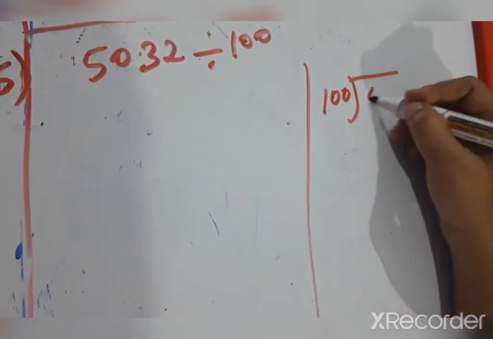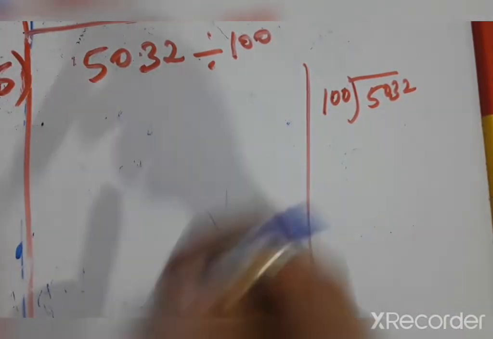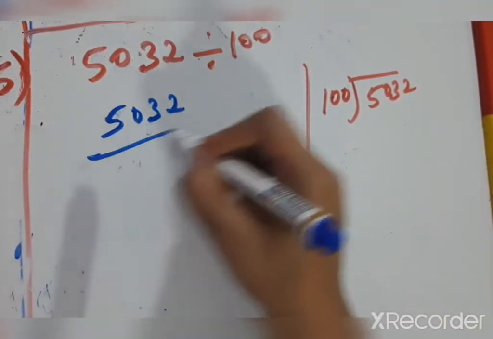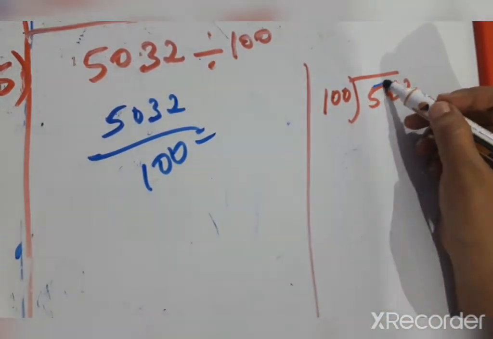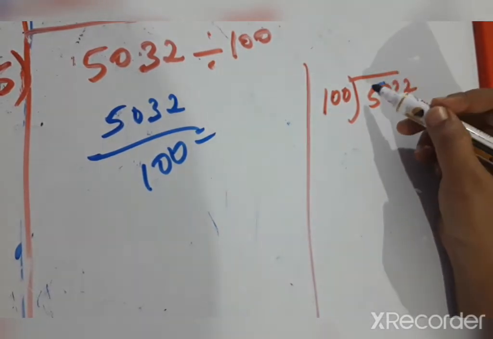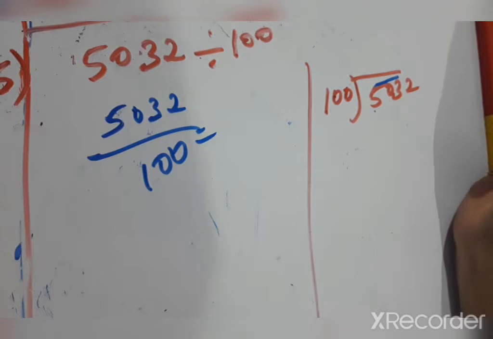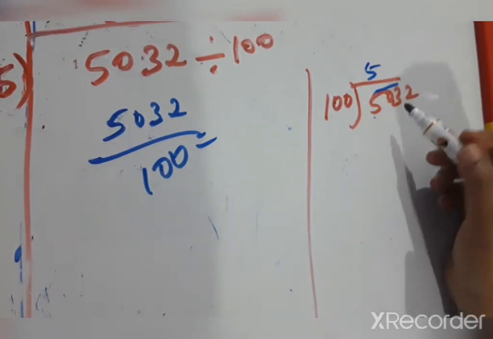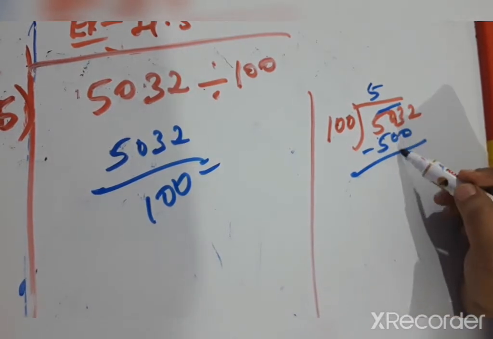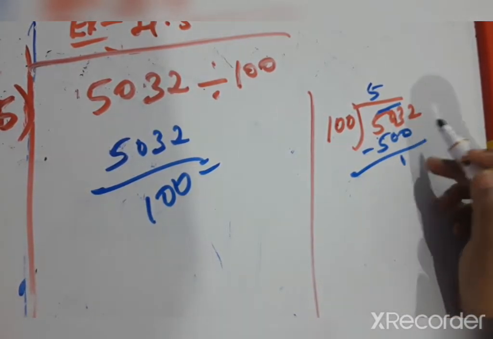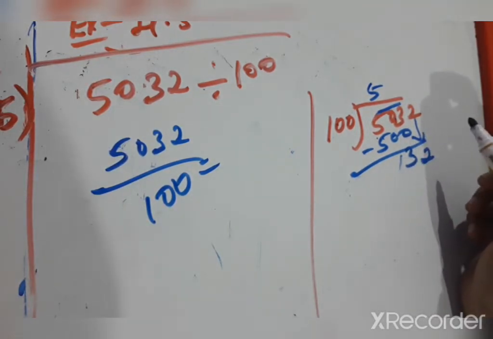Next, 5032 divided by 100. Can we take 50? No, 50 is less than 100. We want exact or more than the divisor, so we have to consider 3 digits, that is 503. 100 fives are 500. After subtraction, 3. Bring this 2 down, 32.